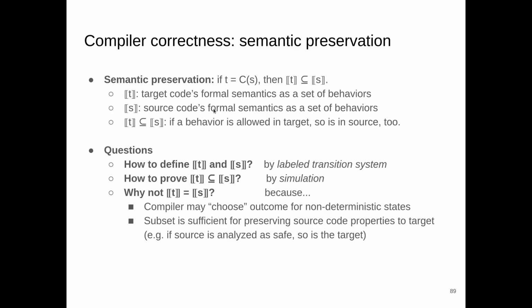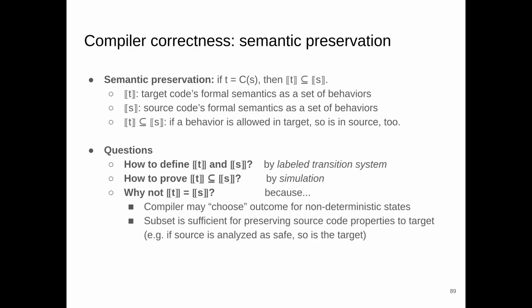And as a result, the semantics of this target program, which has a fixed evaluation order, should have strictly less behavior than the behavior of the source program, which may choose the evaluation order. So that's the reason why we are going to require the subset relation instead of the equality for the definition of semantic preservation.